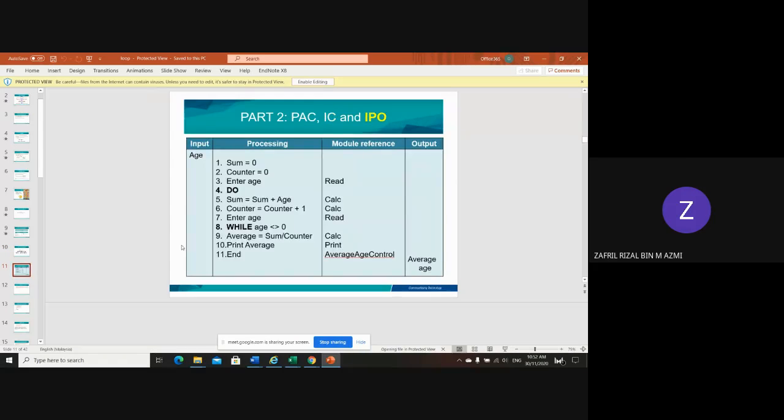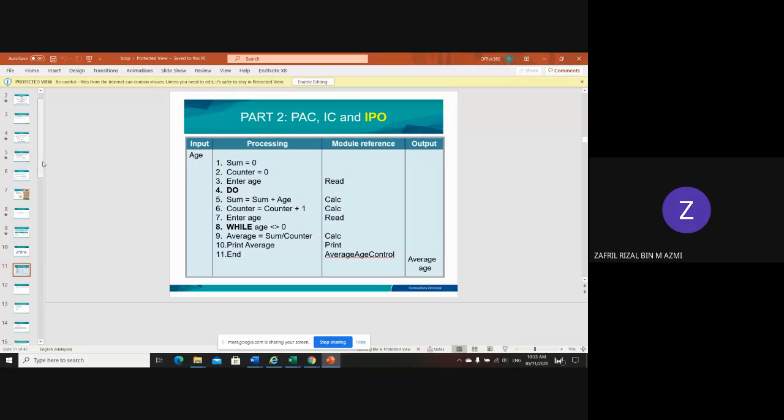Then the IC. Similar to the decision, you must put the looping element over here. For example, if you are using do while, put do while. And then we have a decision inside of it, so put the decision inside of it.